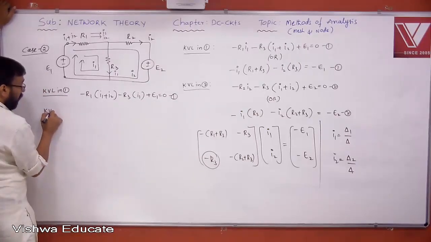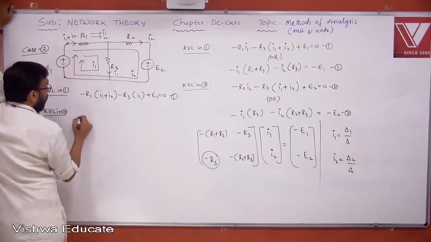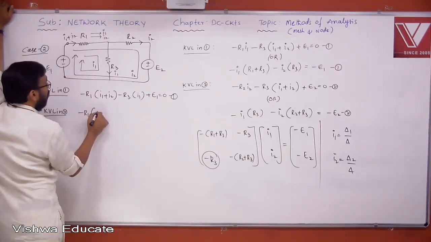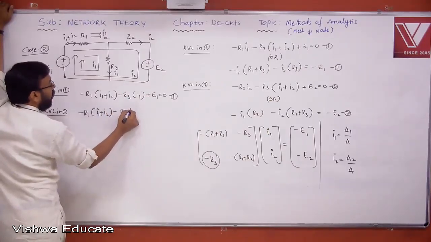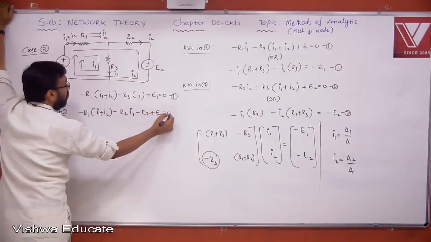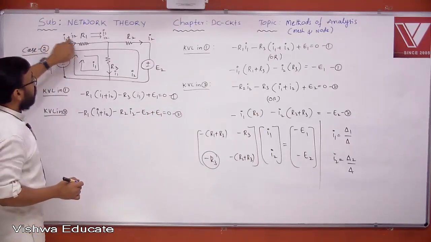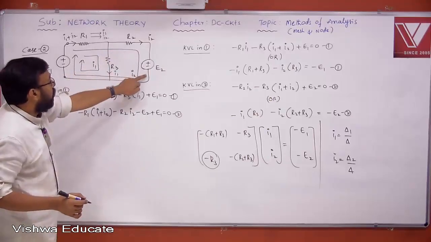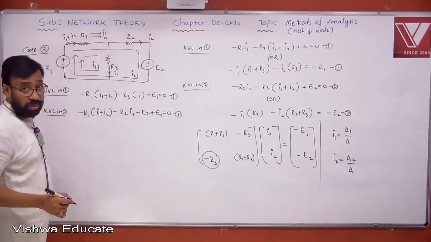KVL in loop 2. Minus R1 (I1 plus I2) minus R2 I2 minus E2 plus E1 is equal to 0. Yes or no, all of you? Minus R2 I2, minus E2 because of the fall in voltage and then the rise in voltage. That's it, you got two equations.